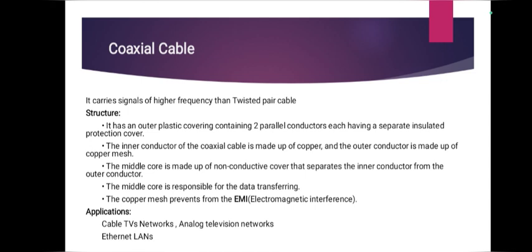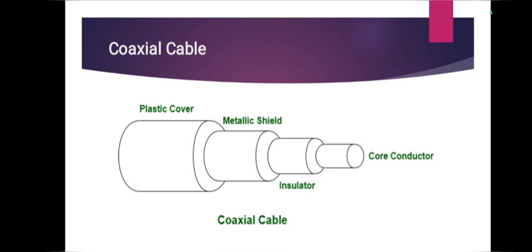It has an outer plastic covering and consists of two parallel conductors. The inner conductor consists of copper mesh. The middle core is made up of a non-conductive cover, and it is also responsible for data transferring. The copper mesh prevents electromagnetic interference. The applications of coaxial cable are cable TV network, analog television network and Ethernet LANs. So this is the diagram of coaxial cable.